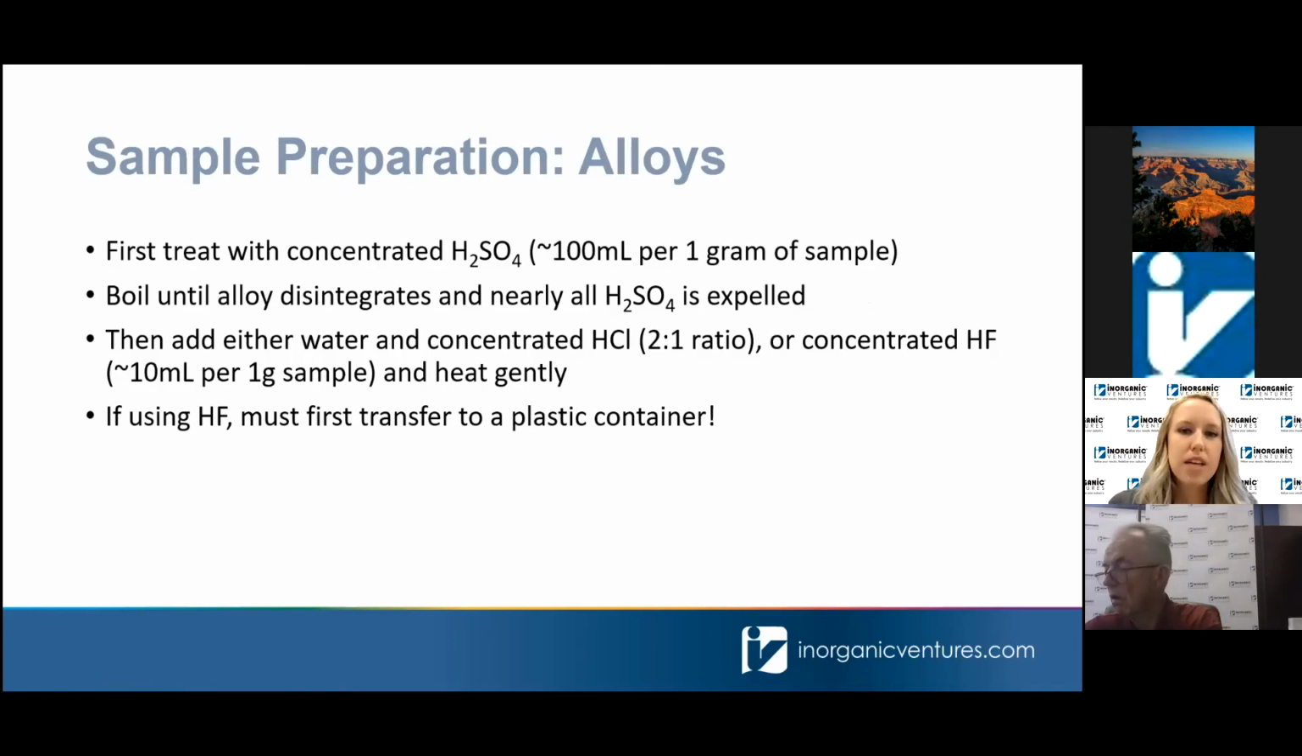So another sample type is going to be alloys. For alloys of tin, we recommend first treating with concentrated sulfuric acid and boiling until that alloy disintegrates and nearly all of that sulfuric acid is expelled. You do want to make sure that reaction goes to completion, and you're getting all of that sulfuric acid out of the sample.